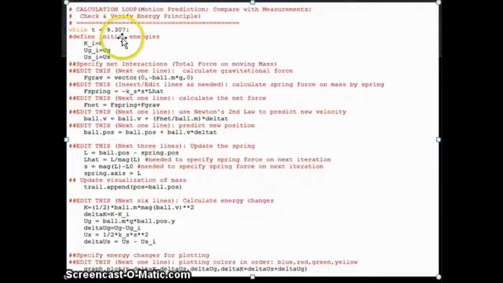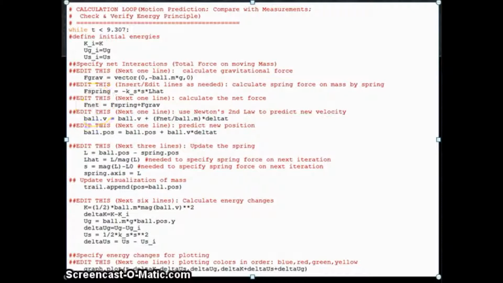So now we're at our calculation loop. From Tracker we got our time. We define our initial energies. We have two forces, the gravitational and the spring. The spring force is simply Hooke's law, negative k s. The gravitational force is only in the y component because the object is hanging in the negative y direction, so it's mass times gravity in the y component.